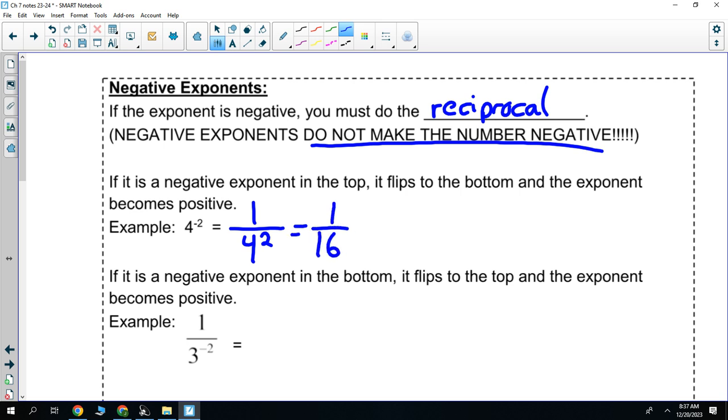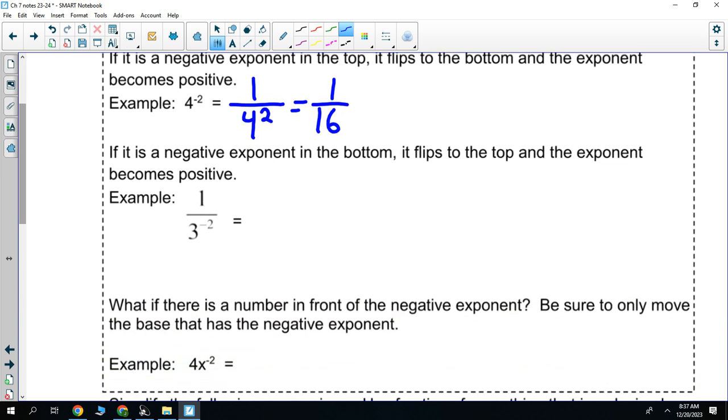If it's negative in the bottom, it's going to flip to the top. So right here, this 3 to the negative 2 is in the bottom, so now it's going to come to the top. When it comes to the top, the exponent becomes positive. Okay, you're like, well, what's in the bottom? Well, I don't need the bottom anymore because there's nothing down there. So this is just 3 squared, which is 9.